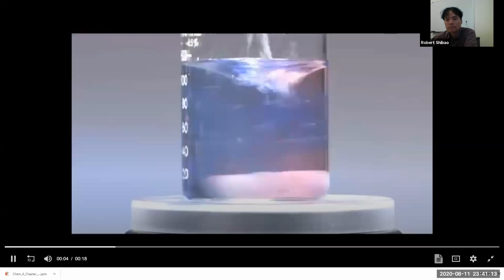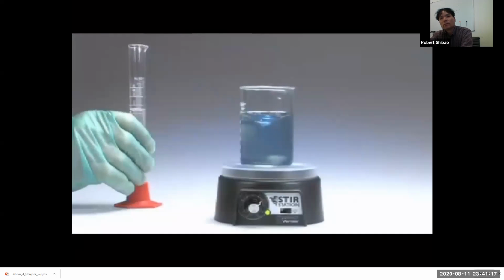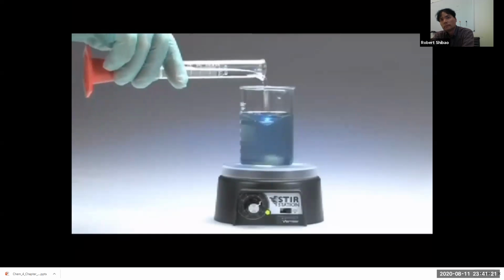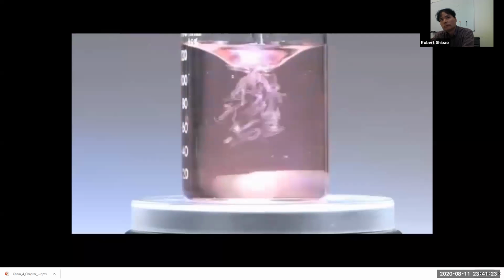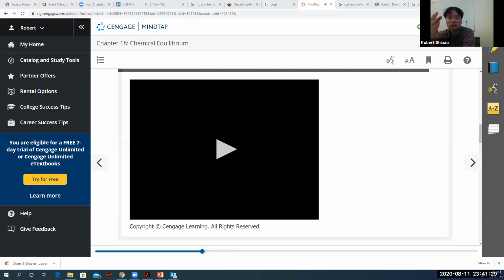A hydrochloric acid solution is added, and the solution changes color to blue. Water is then added, and the original pink color returns. So what they're doing here is they're just pushing the reaction forward or reverse, you know, depending on.